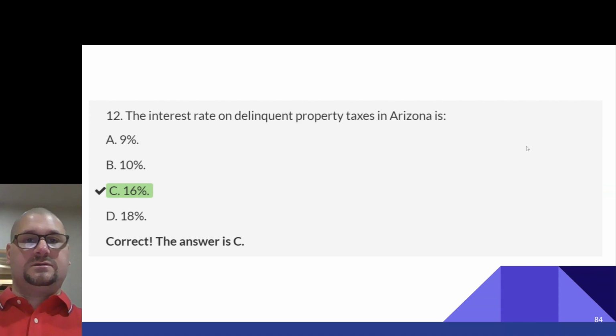Interest rate on delinquent property taxes in Arizona is, Charlie, 16%. So the interest rate on delinquent property taxes in Arizona is 16%.